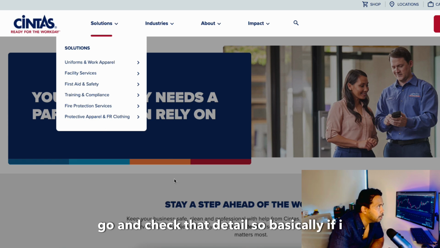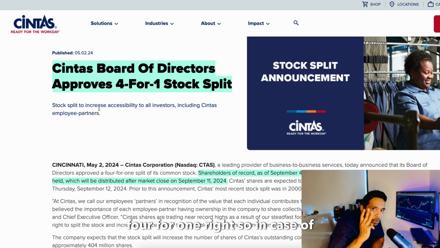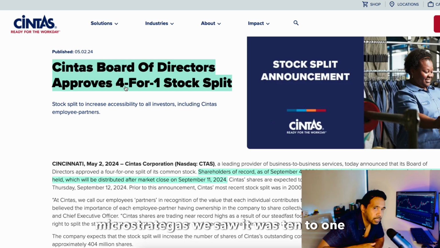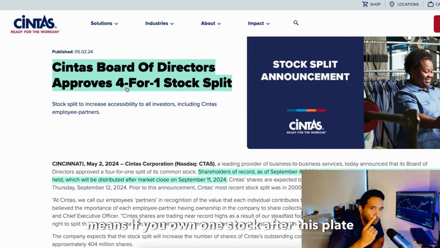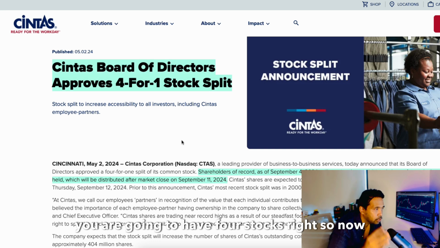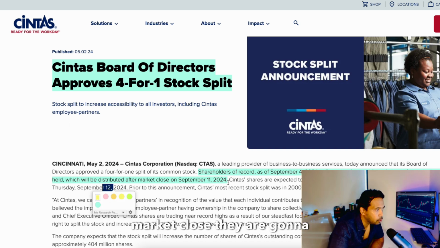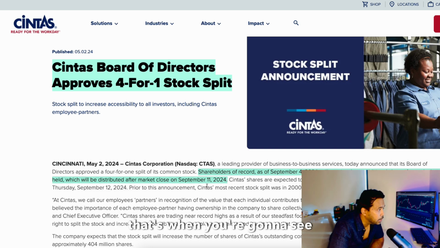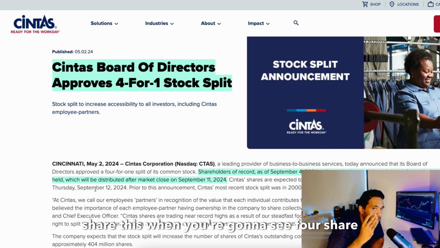If I go to their investors page, you can see they announced 4 for 1. In the case of MicroStrategy, as we saw, it was 10 to 1. They are doing 4 for 1, which means if you own one stock, after the split you're going to have 4 stocks. The record date is September 4th. After the September 11 market close, once the market opens on September 12th, that's when you're going to see those 4 shares if you own one share.